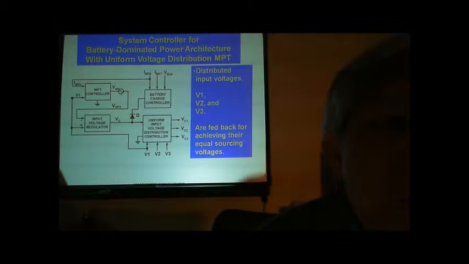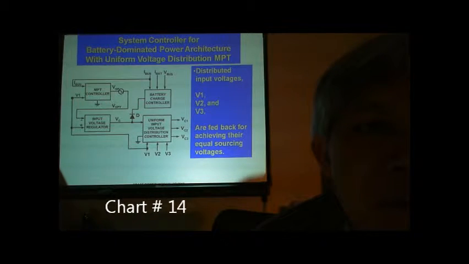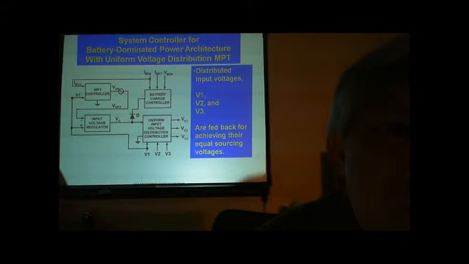This is a system controller for the battery dominant power architecture that's shown in the previous slide. This architecture accommodates uniform voltage distribution, maximum power tracking. Distributed input voltages V1, V2 and V3 are fed back for achieving their equal sourcing voltages. The bus voltage V bus and the battery charging current I bat are controlled or regulated by the battery charge controller.